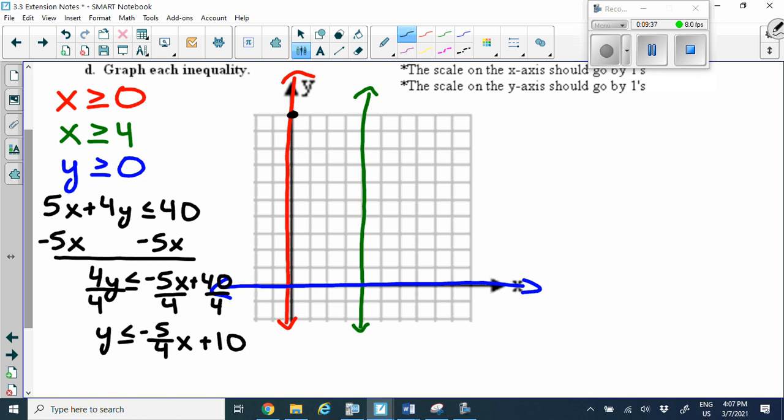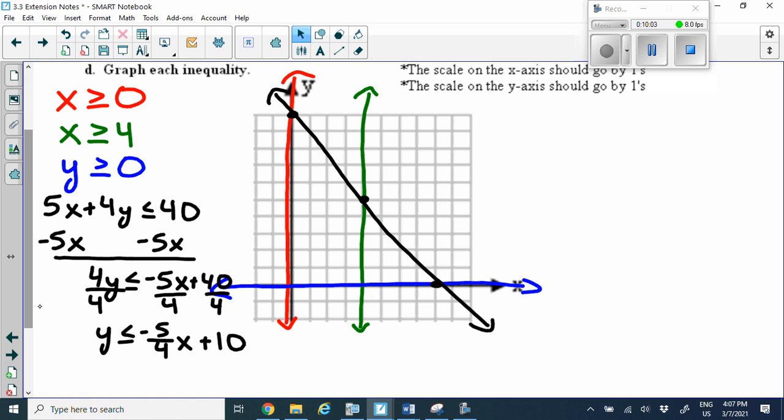Now I go down 5, then to the right 4. I go 1, 2, 3, 4, 5 over 1, 2, 3, 4. Let's do it again. 1, 2, 3, 4, 5 over 1, 2, 3, 4. I can't do anything more. Remember, all of our inequalities do have the equal sign, so all of the lines are solid. So I'm going to go ahead and connect it. There we go. Now, let's go and talk about the feasible region.